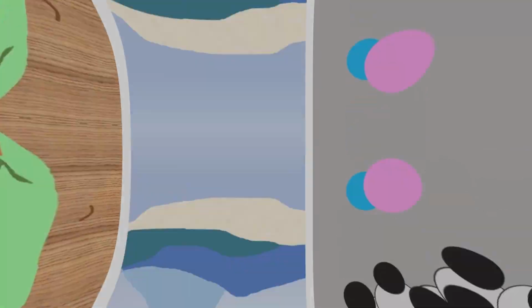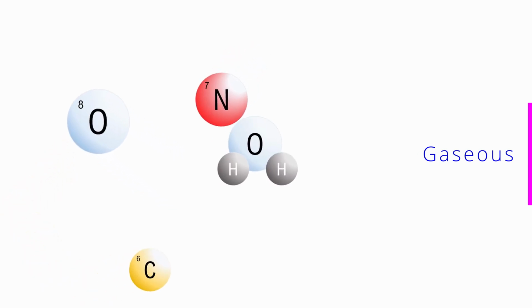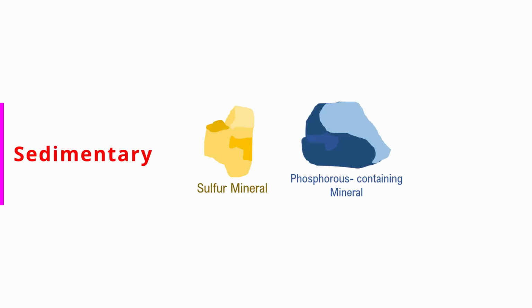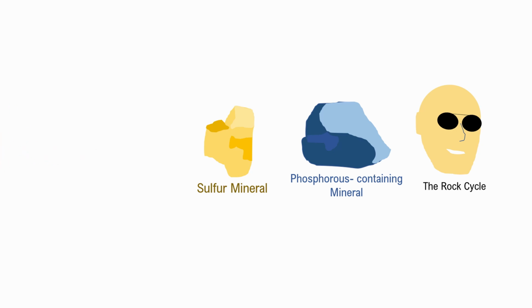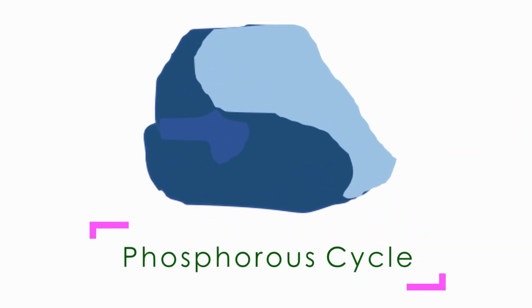Basically, the biogeochemical cycle is divided into two parts, which are the gaseous cycle, which includes carbon, oxygen, nitrogen, and the water cycle. Then the sedimentary cycle, which also includes sulfur, phosphorus, the rock cycle, etc. However, in this discussion, we will just be focusing on the sedimentary cycles, particularly the phosphorus cycle. So what is the phosphorus cycle?